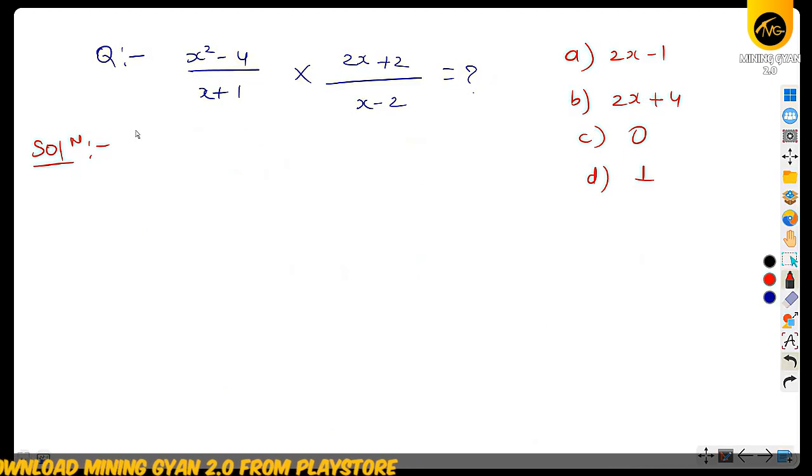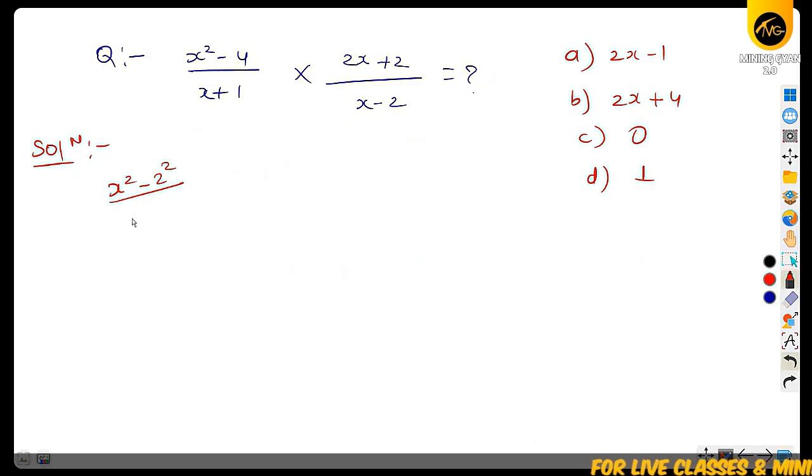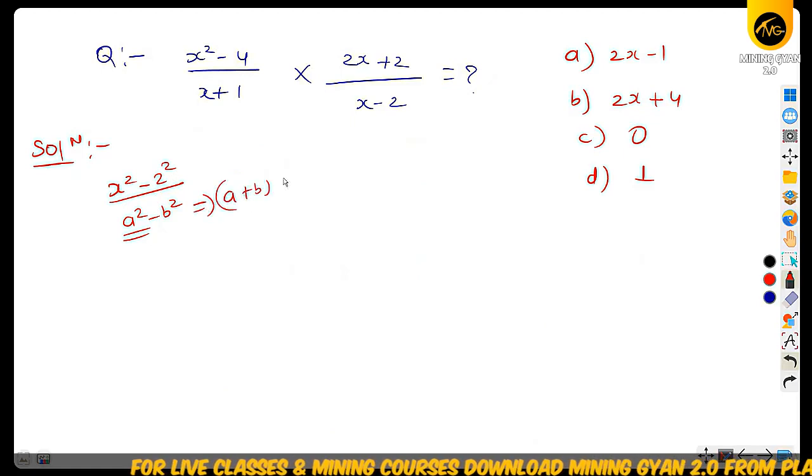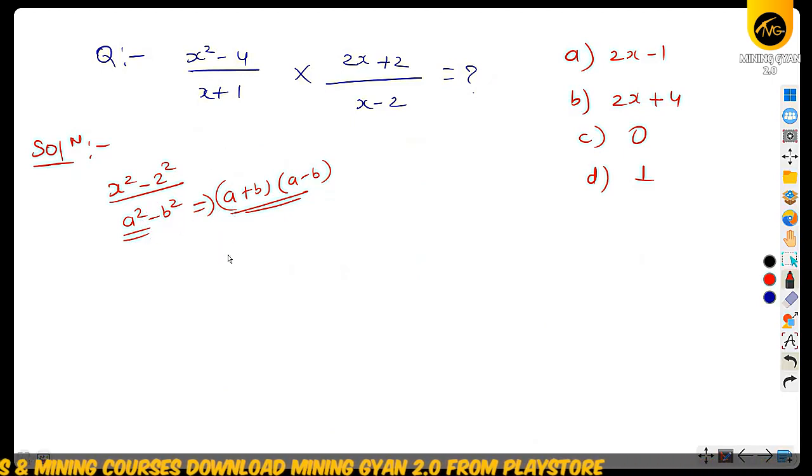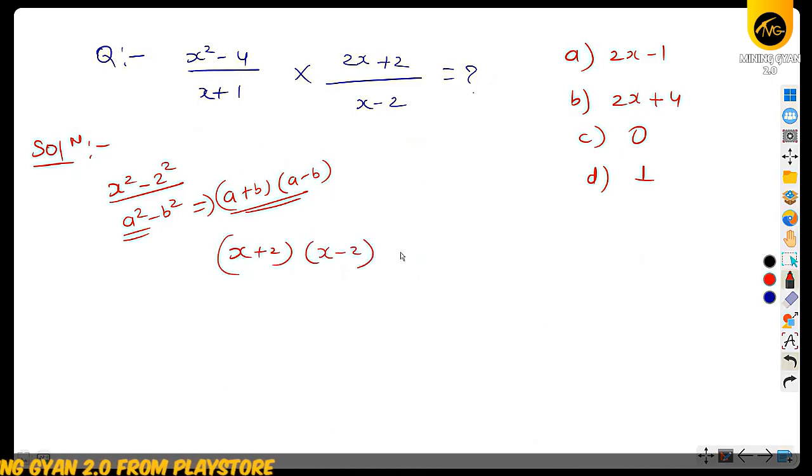Okay, in this case we have x square minus 4, that means x square minus 2 square. It's like a square minus b square. So we can convert it into (a plus b) into (a minus b), right? It will be easy to solve if you find the formula-based expression. So in this case we can write x square minus 4 as (x plus 2) into (x minus 2), right?